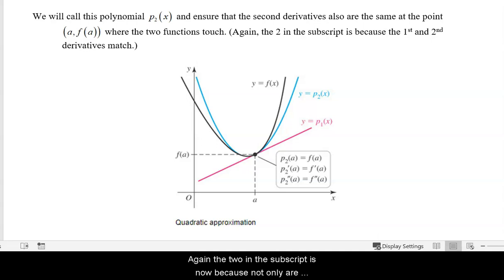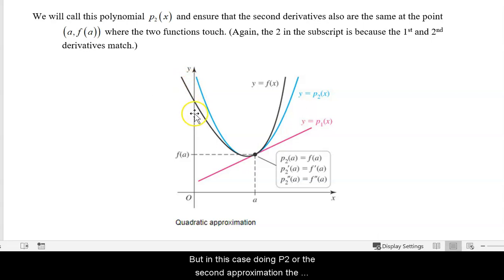Again, the 2 in the subscript is there because not only are we going to make sure that the first derivatives match at the single point (a, f of a) where they touch, but also that the second derivative will match there as well. In other words, if the original function is increasing, the first derivative will guarantee that it is also increasing.